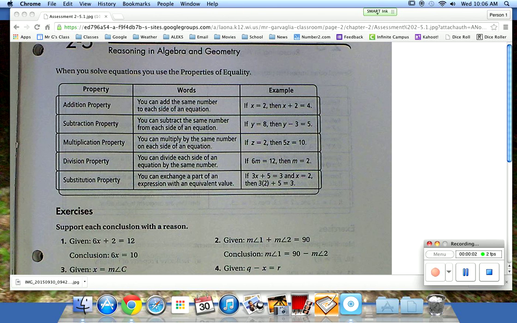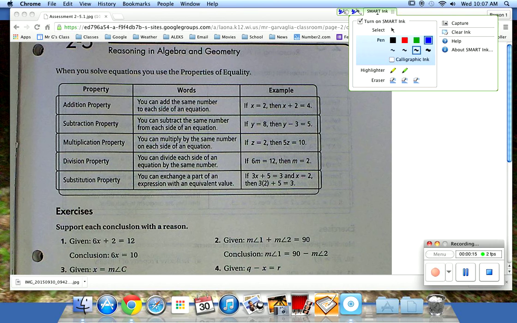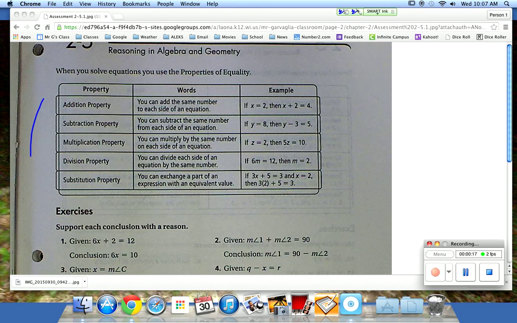Okay, section 2.5. Looked like everybody was understanding 2.4, so we're not going to go back over that and rehash it. But in 2.5, we're going to learn more about the addition property, subtraction property, multiplication property, division property, and substitution property. We're going to go through these one at a time.